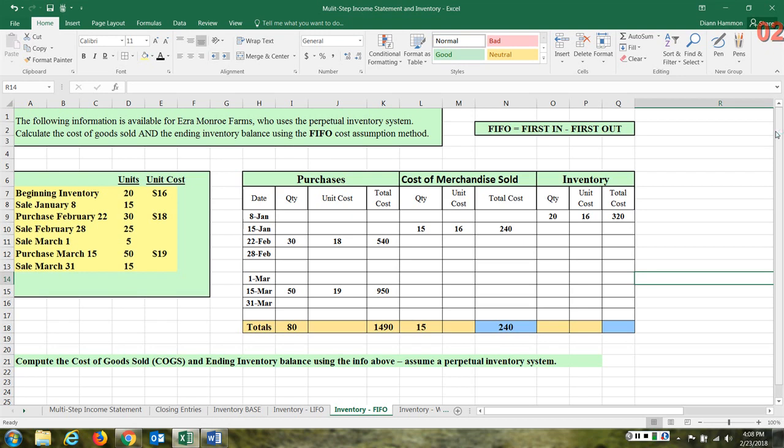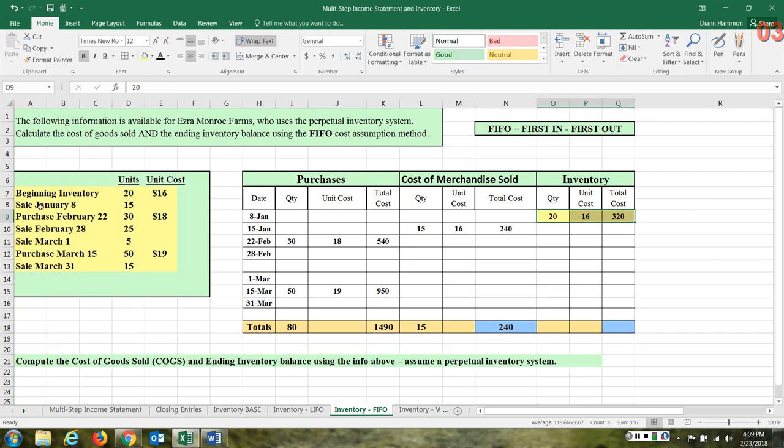You'll see some data over on the left-hand side of the screen. So let's just start applying that. First, we have some beginning inventory. This beginning inventory, 20 units at $16, and so I've carried that across the top line you see here. So this is our ending inventory. The beginning inventory is what we have in inventory at the moment.